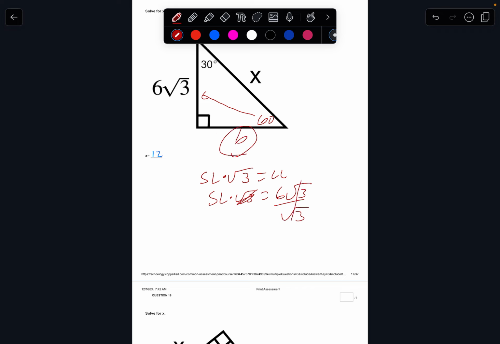Well, that's not the question. We need the hypotenuse. Remember, the hypotenuse is equal to the short leg times 2. So 12 is the actual final answer here. 12.